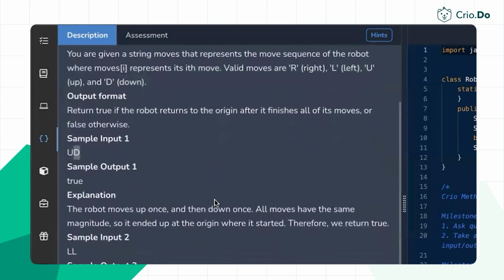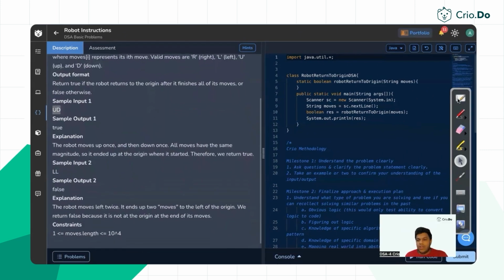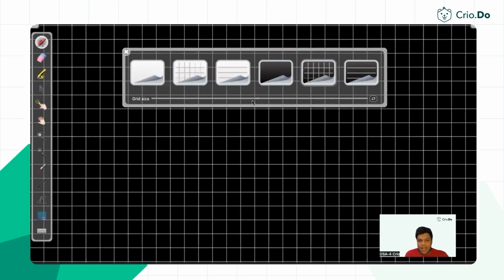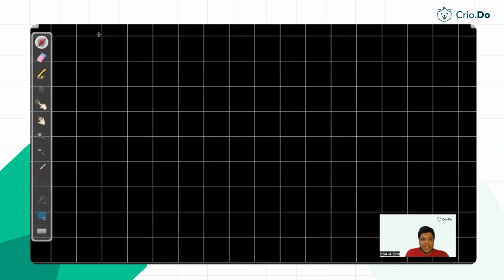So we are given two sample test cases. Let's say UD is the first sample test case. For that, let me just make a grid and then we will do a dry run. Given this grid, let's say we are starting from the origin. Let's say this is the origin cell, the 0, 0 cell. From this cell, if we want to go up, what will be the cell which we will go to? The cell will be of the previous row. Why? Because if this is R0, this will be R minus 1, row minus 1.